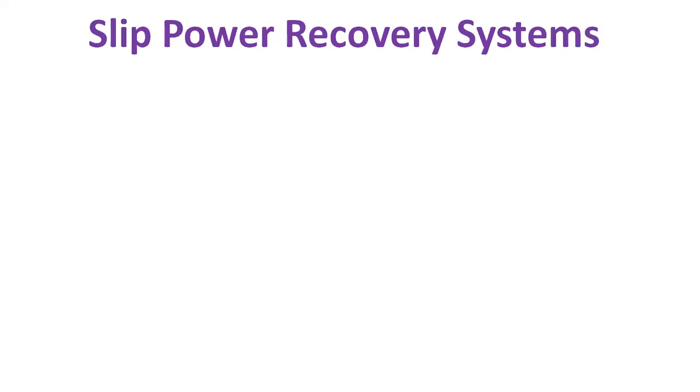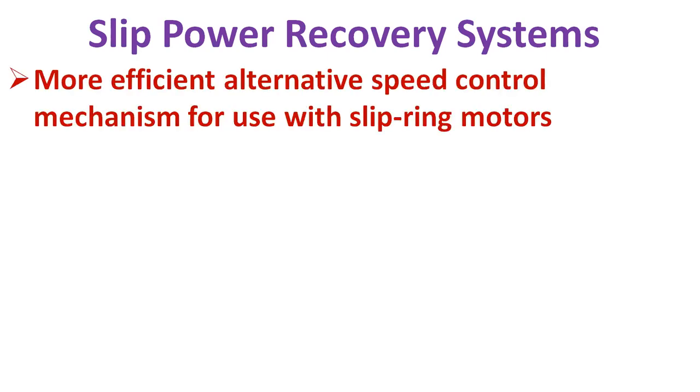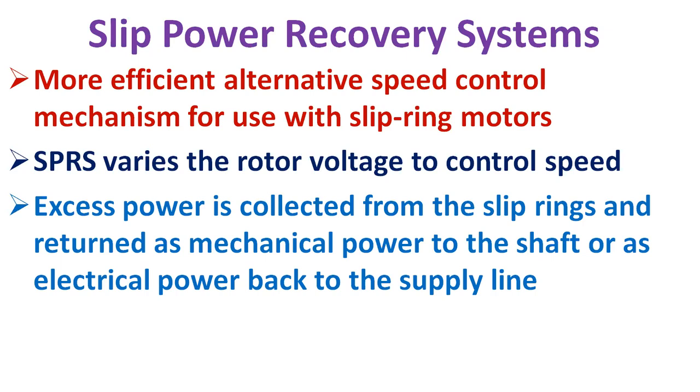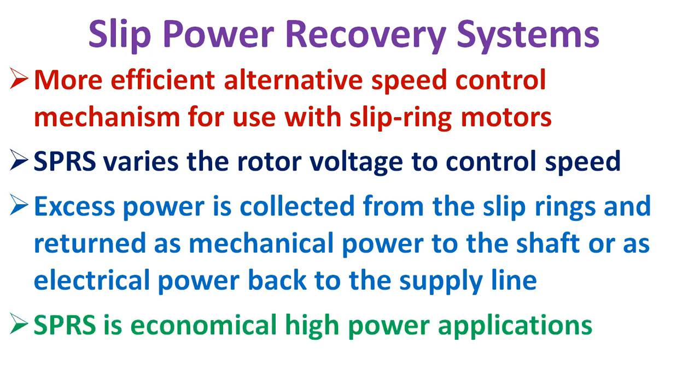Then slip power recovery system is a more efficient alternative speed control mechanism for use with slip ring motors. In essence, a slip power recovery system varies the rotor voltage to control speed, but instead of dissipating power through resistors, the excess power is collected from the slip rings and returned as mechanical power to the shaft or as electrical power back to the supply line. Because of the relatively sophisticated equipment needed, slip power recovery tends to be economical only in relatively high power applications and where the motor speed range is 1:5 or less.